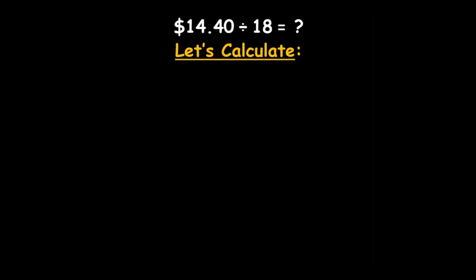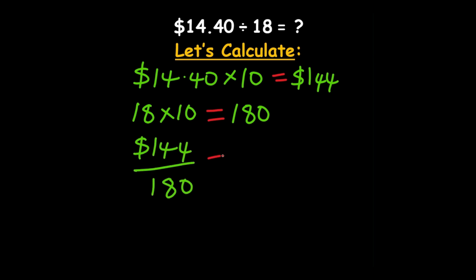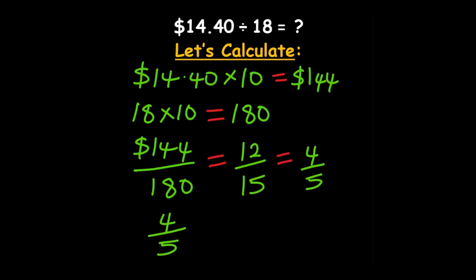Let's calculate. $14.40 divided by 18. To make it easier, $14.40 times 10 equals $144. 18 times 10 is equal to 180. $144 divided by 180 equals 12/15. Simplified further equals 4/5. 4/5 to a decimal equals 80 cents.